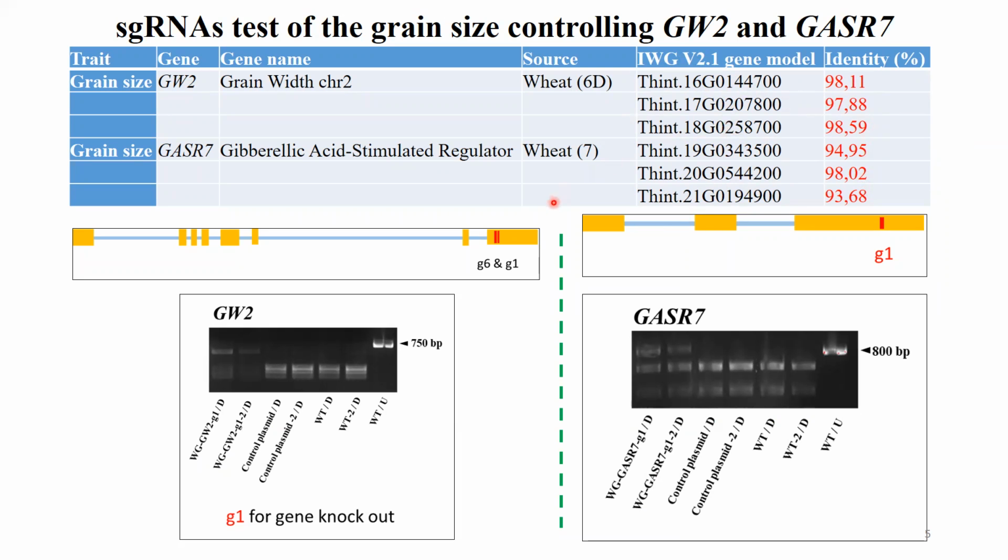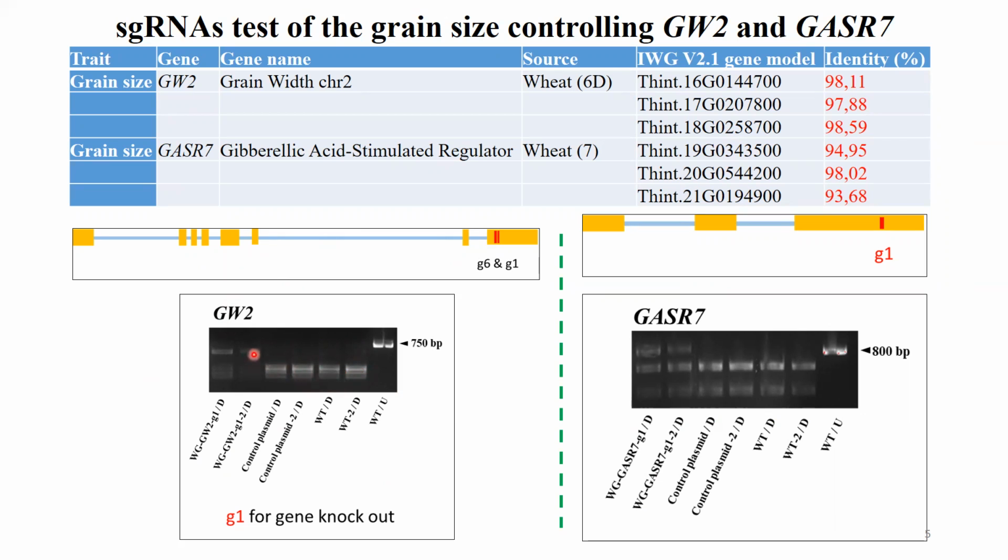When we design sgRNAs, there is a restriction enzyme site in the target sequence of the sgRNA. If a mutation happens, then the restriction enzyme cannot cut the target sequence anymore. Here is an example of GW2. Here is the target sequence from the protoplast cells which have not been transfected with any sgRNAs. This is the negative control. You can see the target sequences have been digested by the restriction enzyme completely.